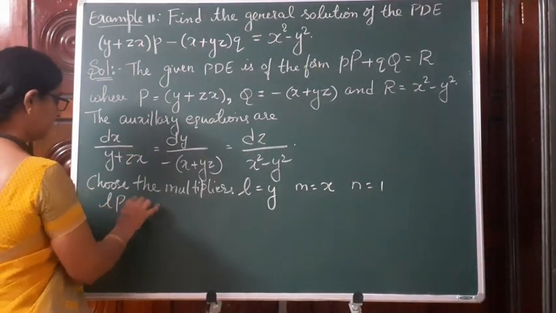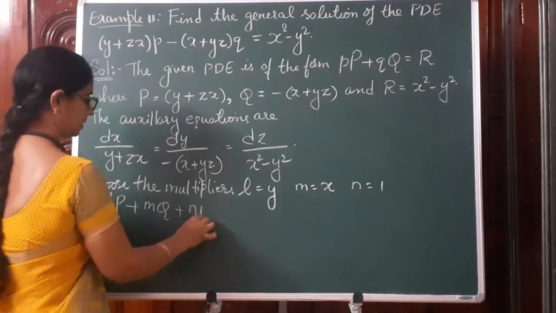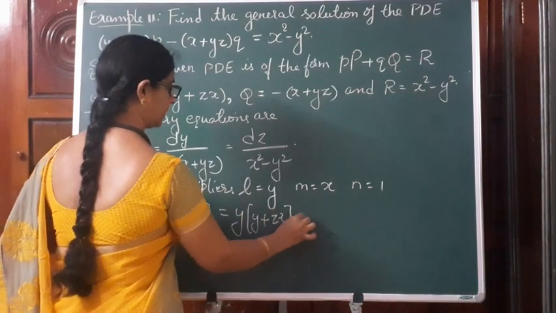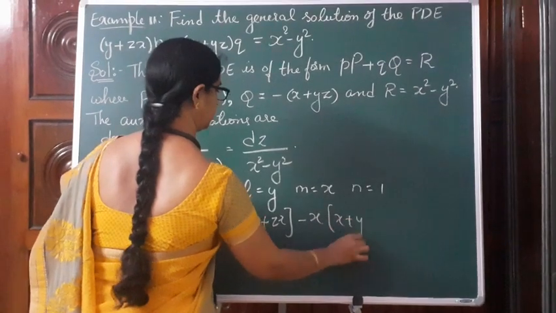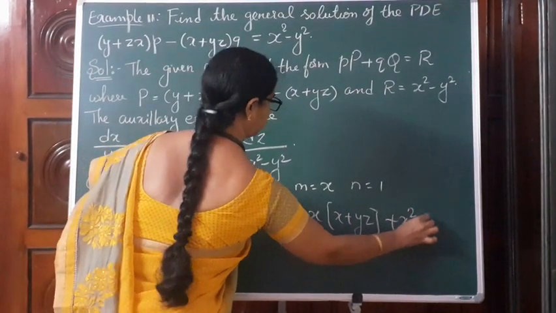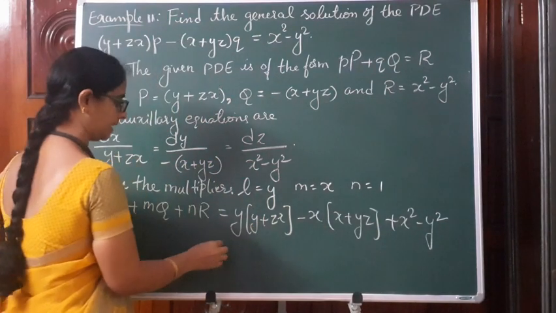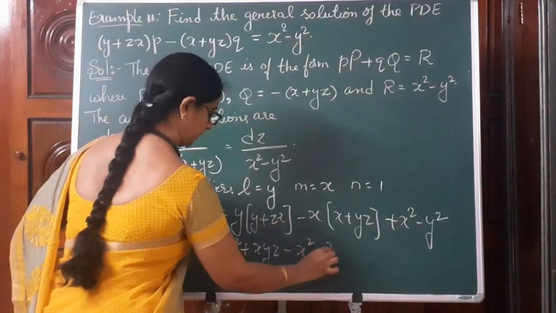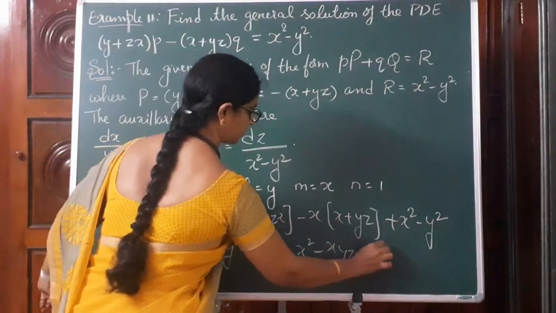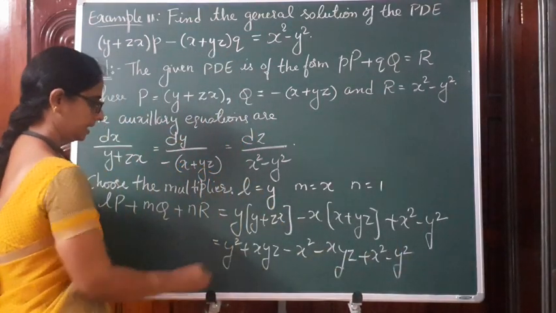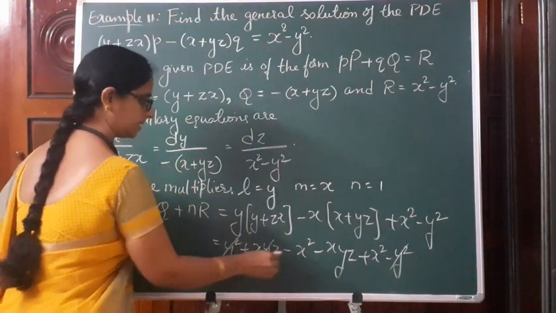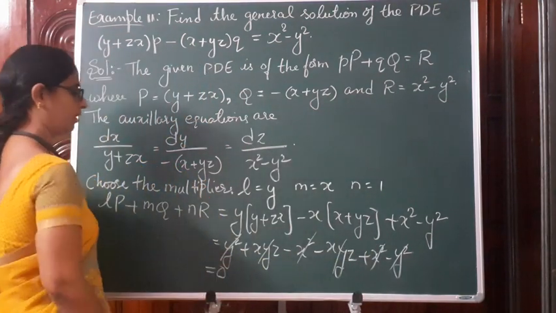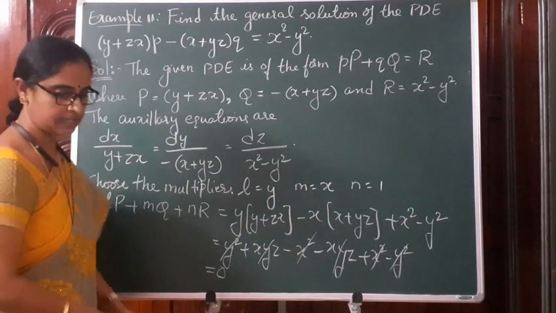Now find out LP plus MQ plus NR. What is LP plus MQ plus NR? y into (y plus zx) minus x into (x plus yz) plus 1 into (x square minus y square). That gives y square plus xyz minus x square minus xyz plus x square minus y square. So if we see here, plus y square minus y square, plus xyz minus xyz, minus x square plus x square get cancelled and we have 0 here. Therefore LP plus MQ plus NR is equal to 0.